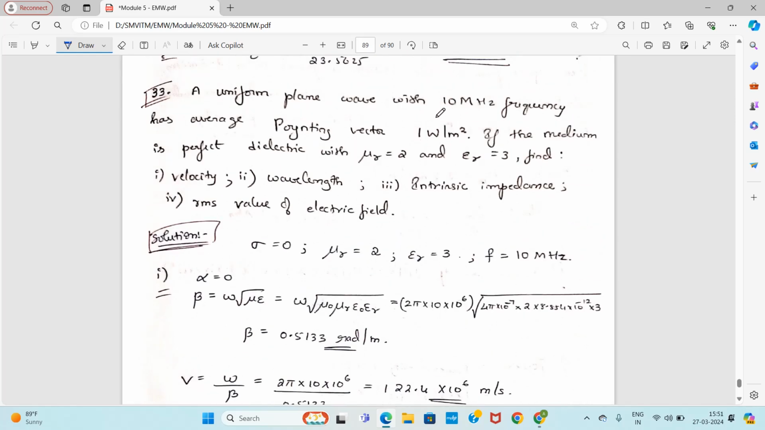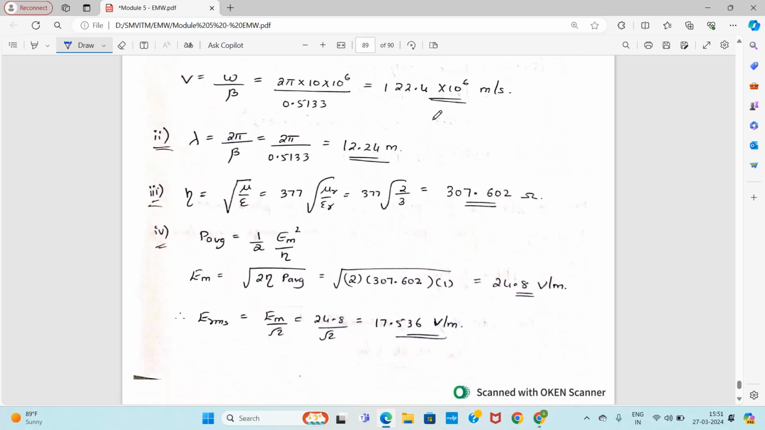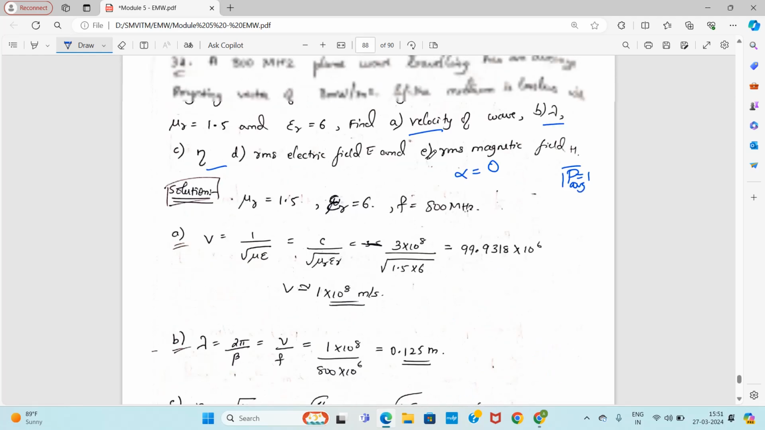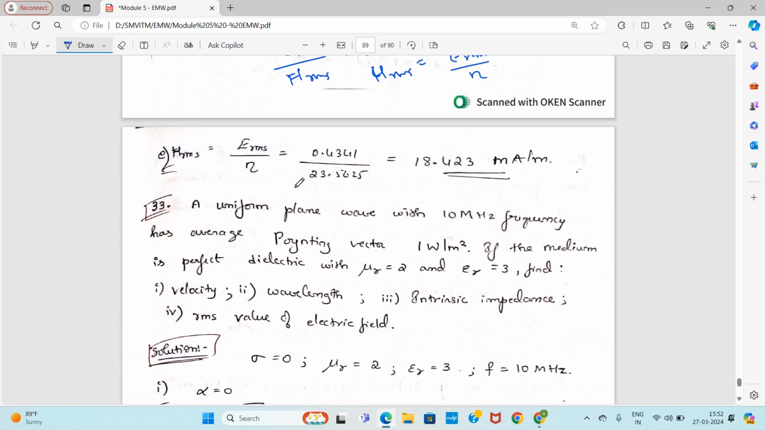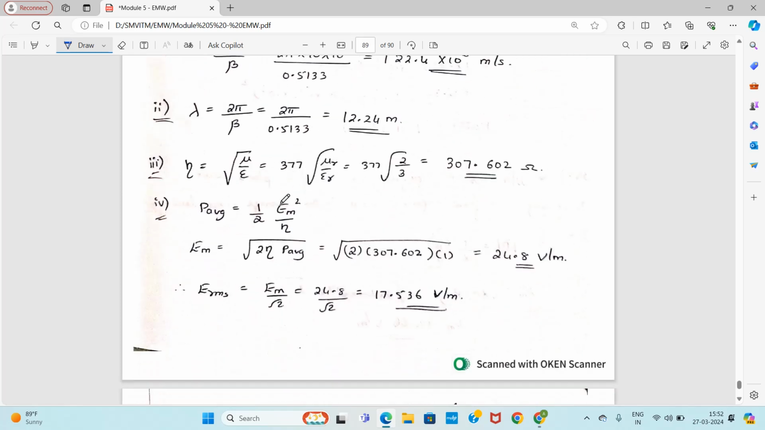This is a magnitude. There is no direction. That's why I'm using this formula directly. But if direction was given, then you have to go back to this formula, half real part of E cross H star. Okay. If direction is given, use this for the average Poynting vector. If direction is not given, only magnitude is given, then you can easily use this formula for the average Poynting vector.